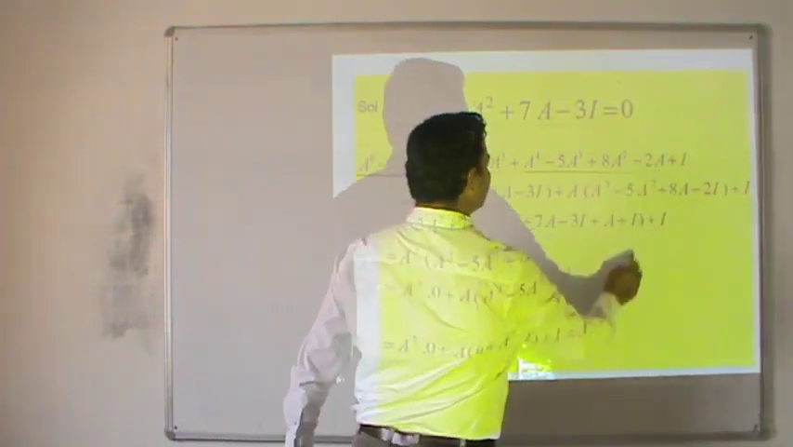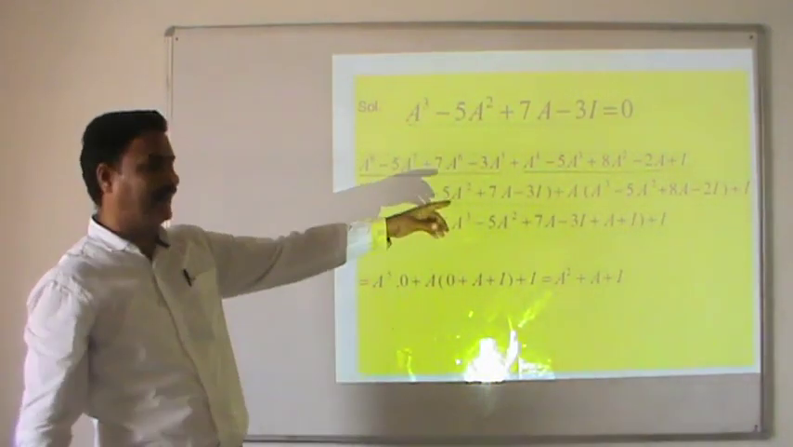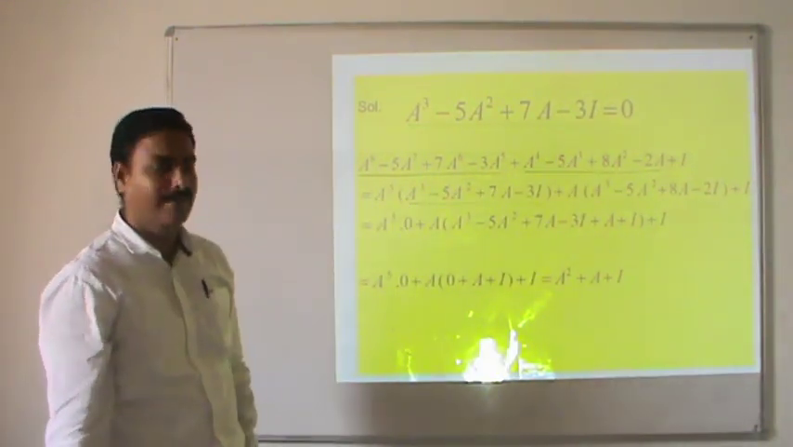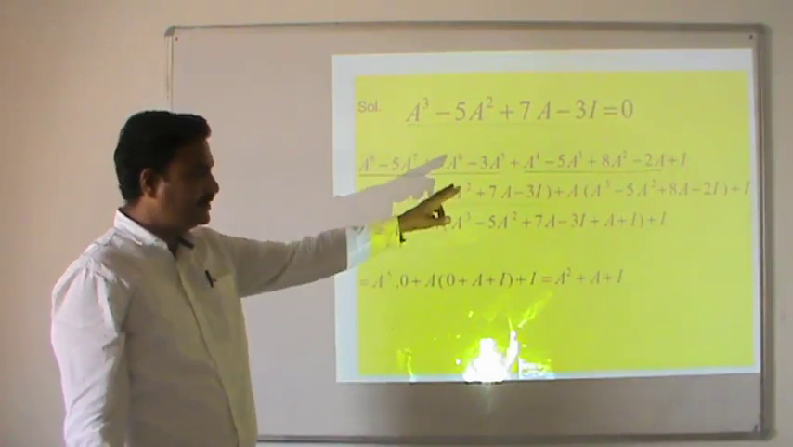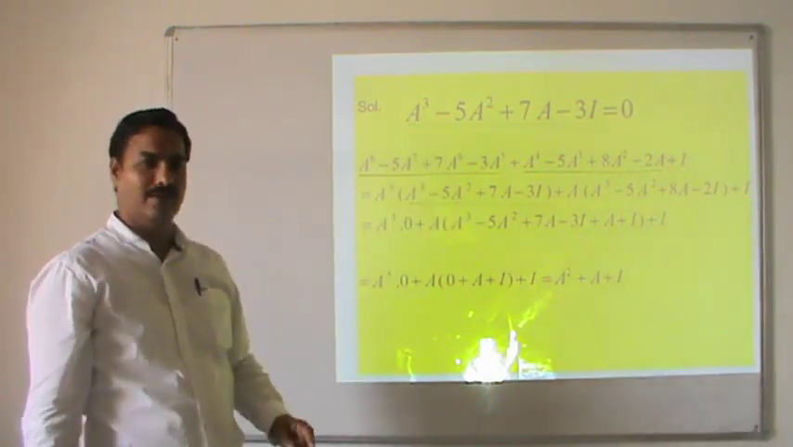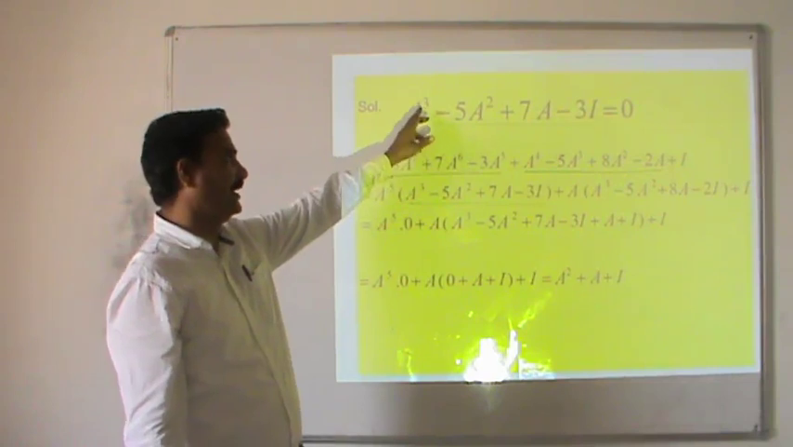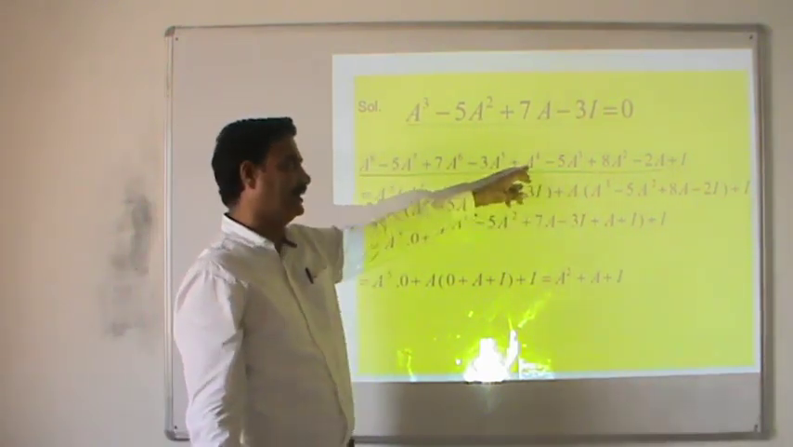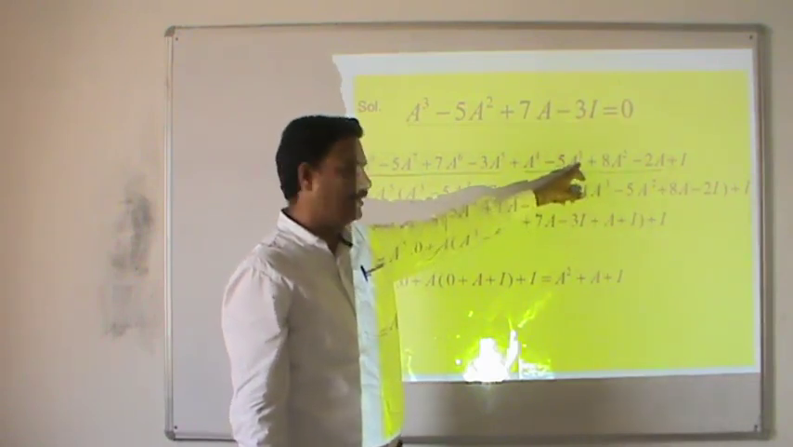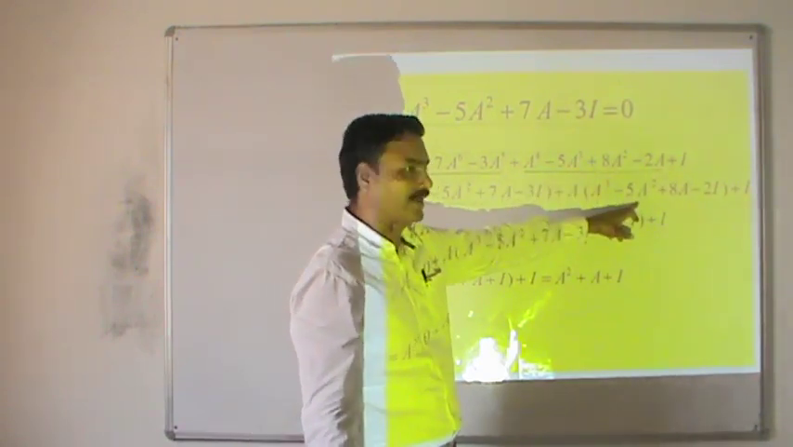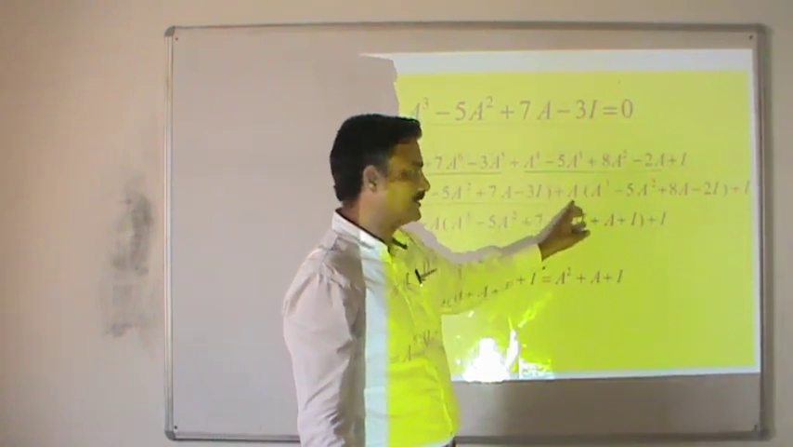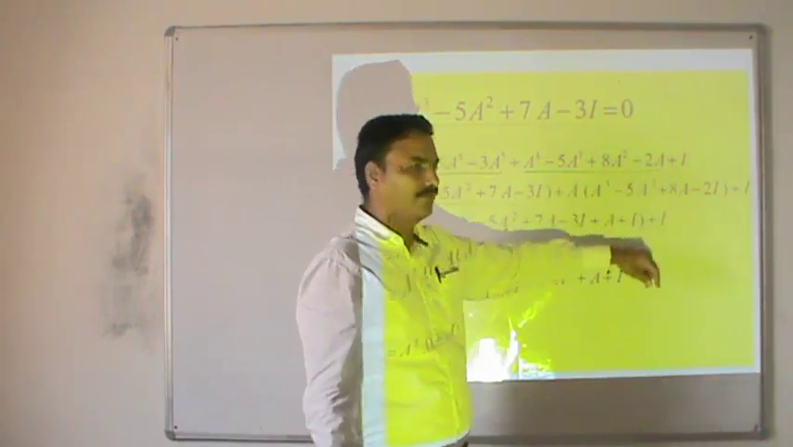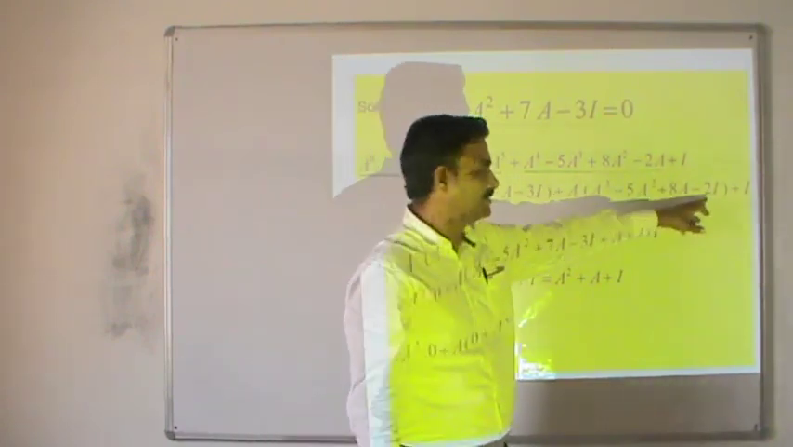Again we choose four terms: A to the 4 minus 5 times A cube plus 8 times A square, and minus 2 times A. Out of these four terms, we choose A as common. And why do we choose A as common? Because we require an expression like A cube. So out of A to the 4, we choose A as common, so remaining is A cube. From A cube, we choose A as common, so remaining is A square. From 8A square, we choose A as common, so remaining is 8A. And from 2A, we choose A as common, so remaining is just 2I.